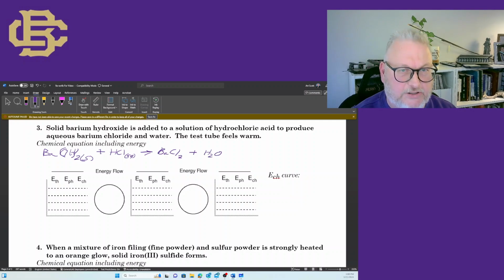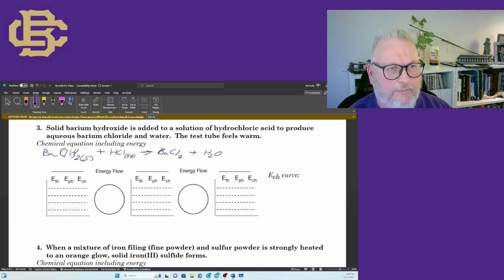Now, before we go anywhere, let's go ahead and balance it. I've got 1 barium on that side. I've got 1 barium on this side. I've got 2 hydrogens. I've got 1 hydrogen. So let's put 2 right. Oh, no, I've got 3 hydrogens. Yeah, we're going to need a 2 there to at least balance it out.